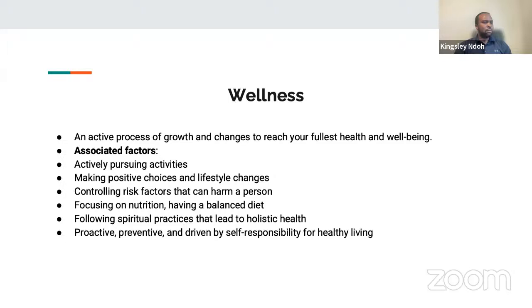There's also the need to focus on balanced nutrition. Lisa is going to speak in depth about it. Also, following spiritual practices that ultimately lead to holistic health. We have to be proactive and intentional in what we do, especially when making choices, whether positive or negative, that may ultimately affect our health. Ultimately, the responsibility is ours.